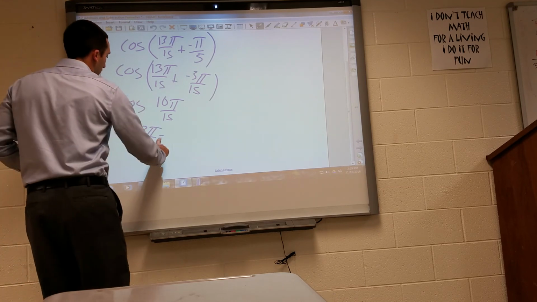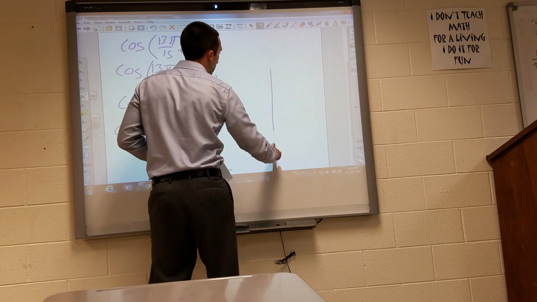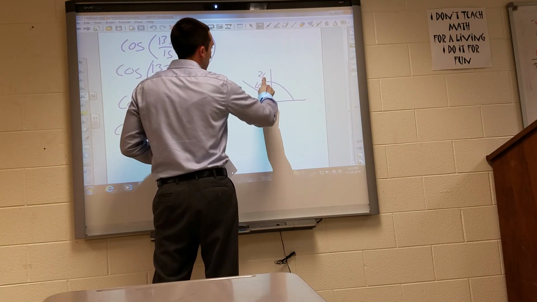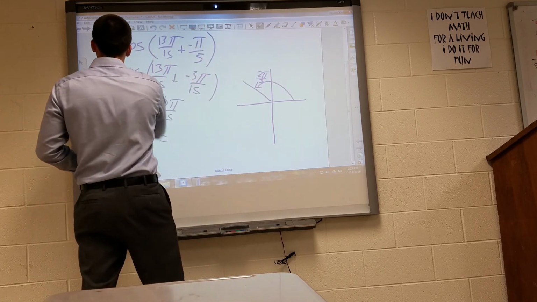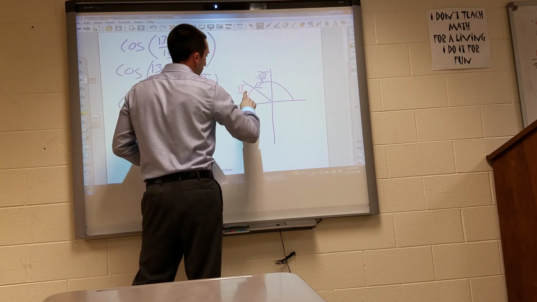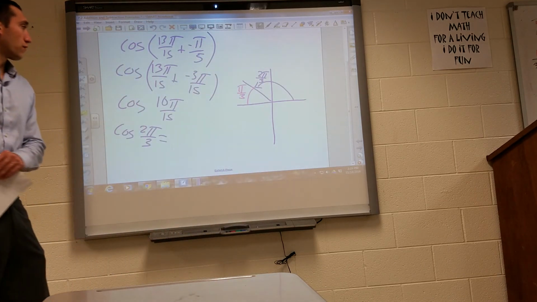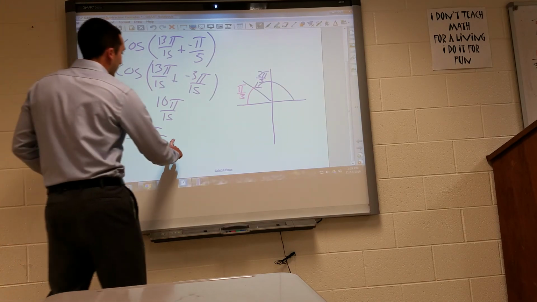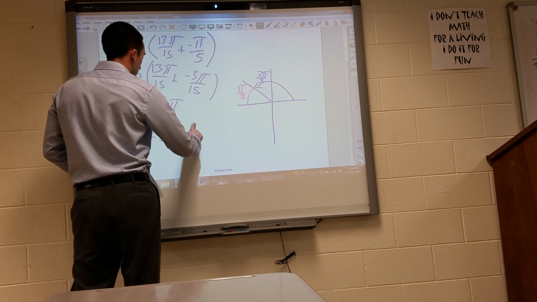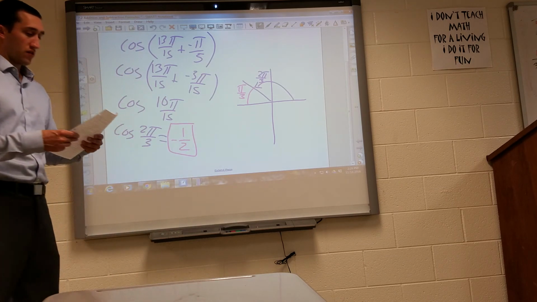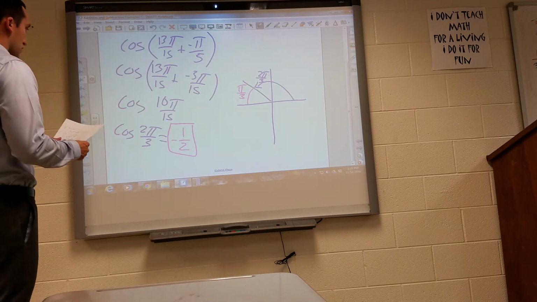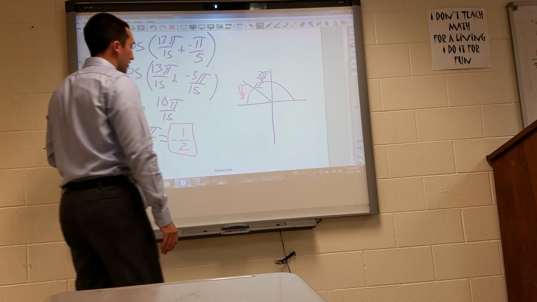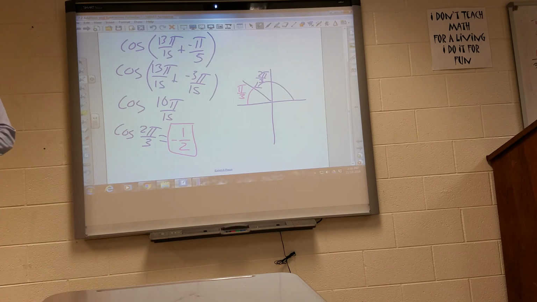And we should know that since that's 2 pi over 3, that's going to be in the second quadrant with a reference angle of pi over 3. So since we have a reference angle of pi over 3, that means cosine is 1/2, and in the second quadrant, cosine is negative. So cosine would be negative 1/2.